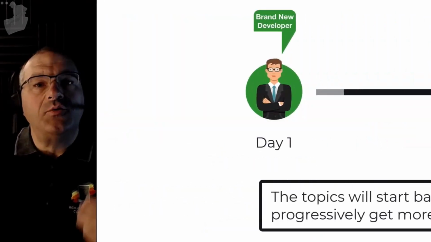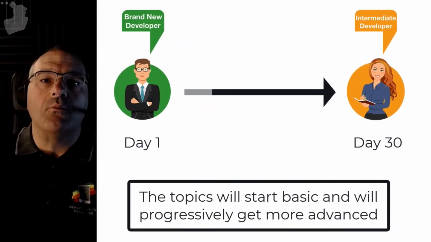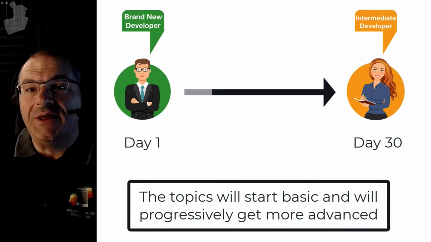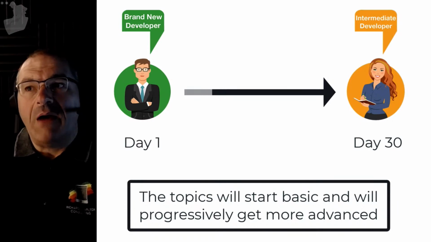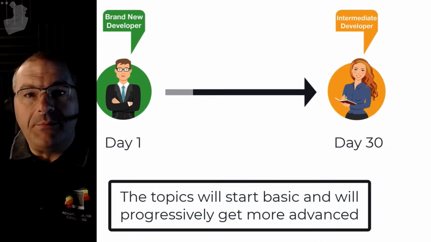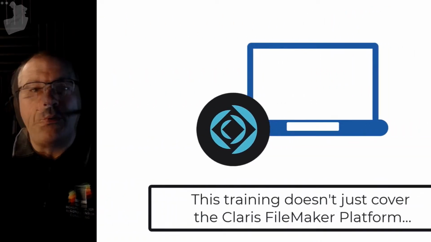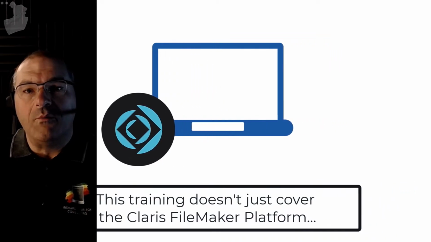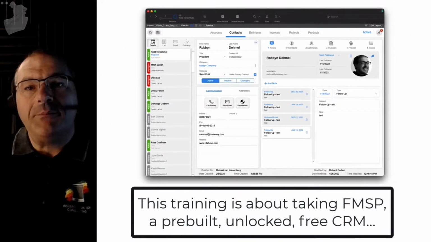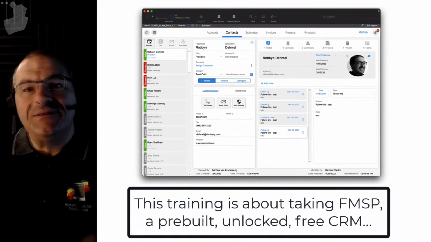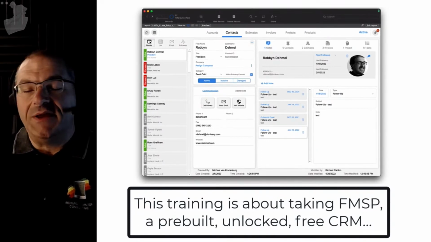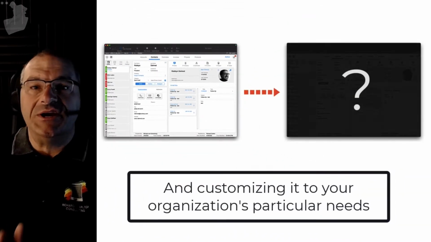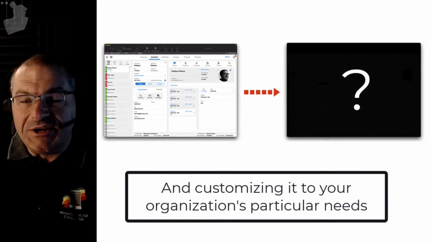So keep in mind that towards the beginning of the training, the topics are more basic in nature. And as we get towards the end of the training, they're somewhat more advanced, I would say probably intermediate level topics. Now keep in mind the special part of this training is that we're not only talking about the FileMaker platform, we're talking about how you can rapidly customize an existing free CRM that you can download today. It's unlocked. So taking that CRM and customizing it to your organization's particular needs.